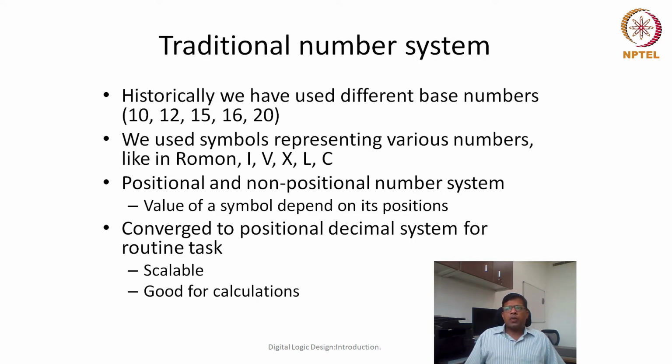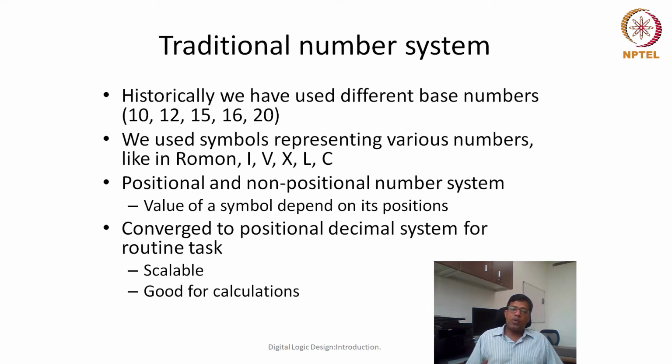Now, after inventing so many types of number systems across the world, finally we have converged onto the position-based decimal system. The reason is that using these 10 digits 0, 1, 2, 3, 4, 5, 6, 7, 8, 9, we can represent any large number. You need not define a new symbol for a large number. Whatever is the largest number of the world can be defined using only these 10 symbols.